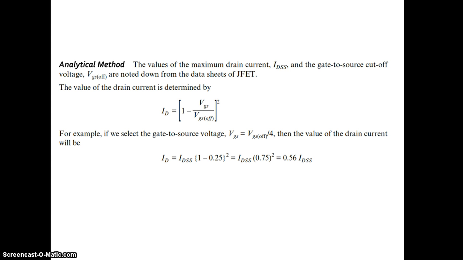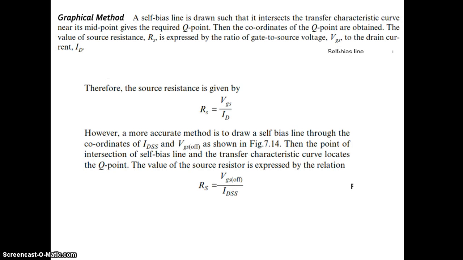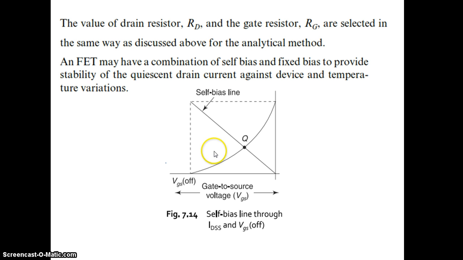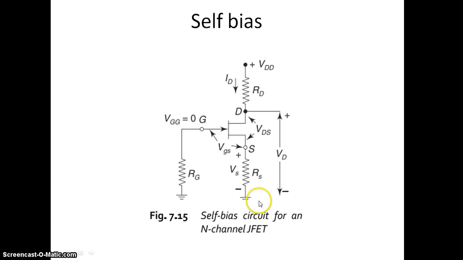So this method is called the analytical method, and we can also draw by the graphical method, which we have previously explained. We have to plot from the transfer characteristics IDSS by 2, and the VGS corresponding to IDSS may be plotted, and that point may be taken as the Q point. So a line is drawn, and that point may be fixed as the Q point. This is how the Q point, the operating point, is fixed in the case of a field effect transistor. And this circuit shows the self bias circuit.